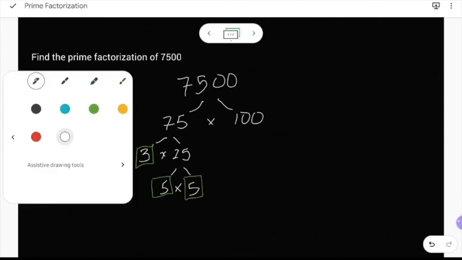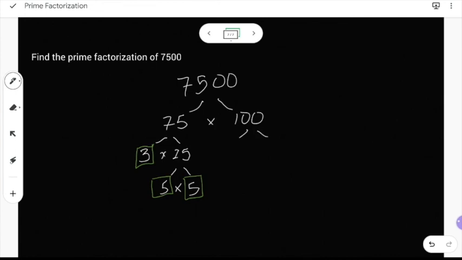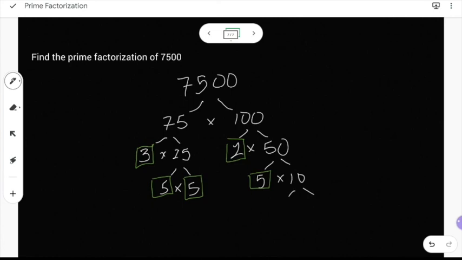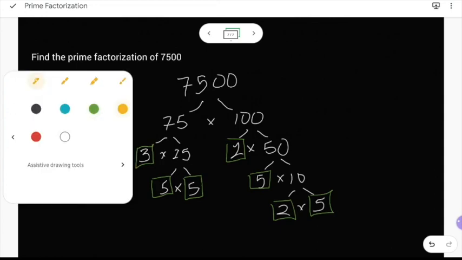Now I'm going to take 100 and I'm going to split 100 into, I don't know, let's say 2 times 50. I can see 2 is prime. And then I'm going to split 50 into, I don't know, let's say 5 times 10. You can see I'm not following any pattern anymore. I'm just splitting numbers into factors that I know work. It doesn't matter what order you go in as long as you get all the factors. So now I've got green boxes all over the place. So let's start sorting things out.